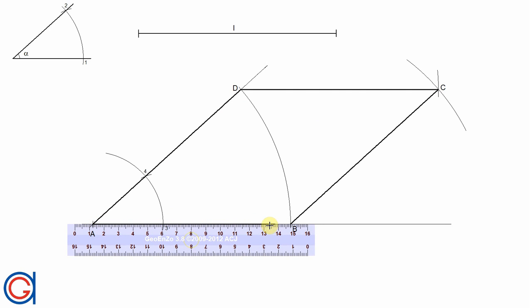So here we have a rhombus with a given length L and a given angle alpha.